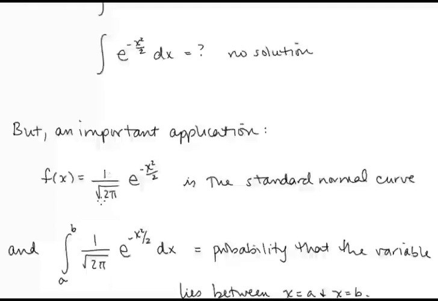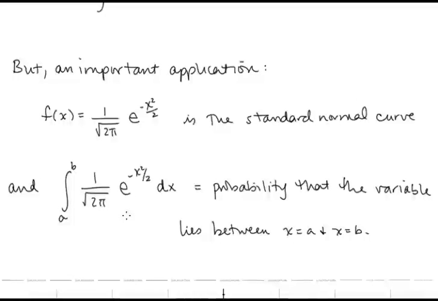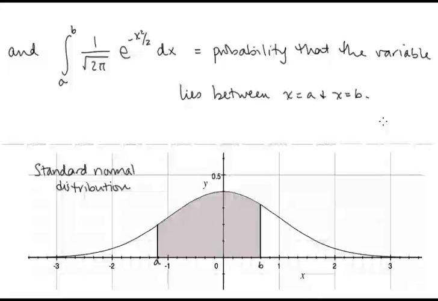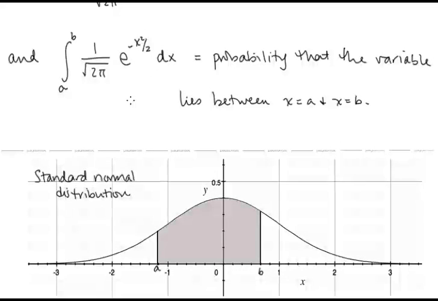If we put a 1 over square root of 2 pi in front of it, this is the standard normal curve. And definite integrals of this function give us the area under the standard normal curve between x equals a and x equals b, and that gives us the probability that the variable lies between x equals a and x equals b. So being able to compute definite integrals like this is important to us. And if we can't compute them by taking an antiderivative, we need another method. So we're going to talk about methods of approximating definite integrals.